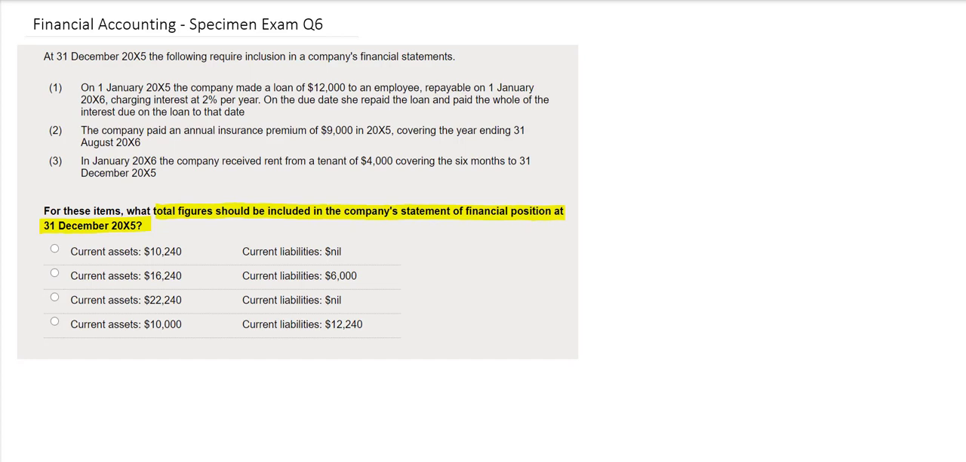We can see that we've got three options to look at in order to calculate this figure, and so I would need to set up workings for those amounts and set up a table for current assets and current liabilities so that I can capture the amounts.